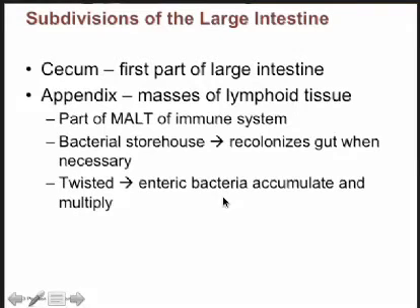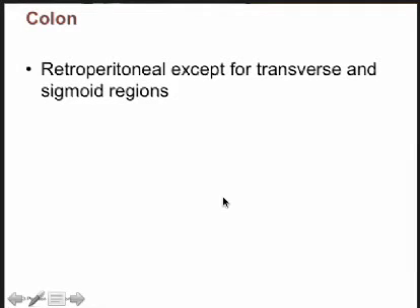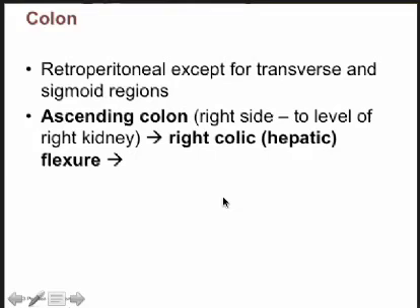If it gets twisted, the enteric bacteria can accumulate and multiply, and that can result again in appendicitis, which could result in a ruptured appendix, leading again to peritonitis, to septicemia, and then perhaps even to death. The colon is a retroperitoneal organ, except for the transverse and sigmoid regions, so it lies behind the peritoneum mostly.